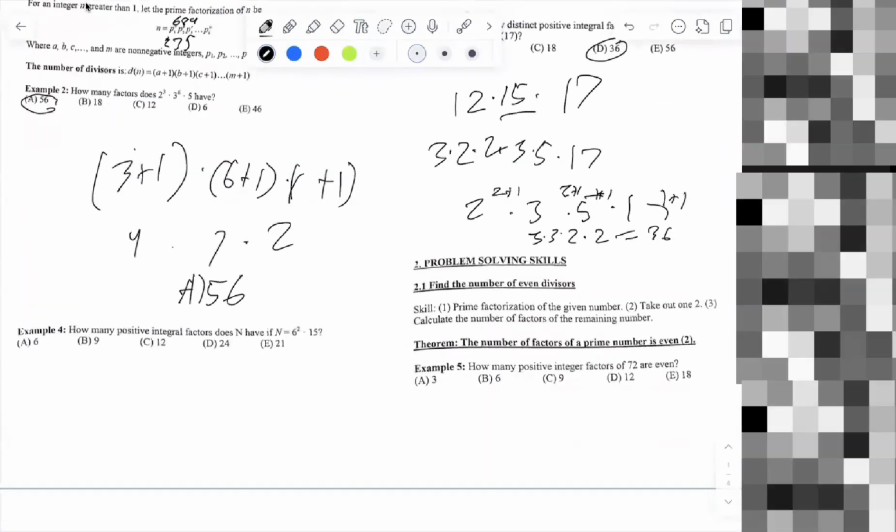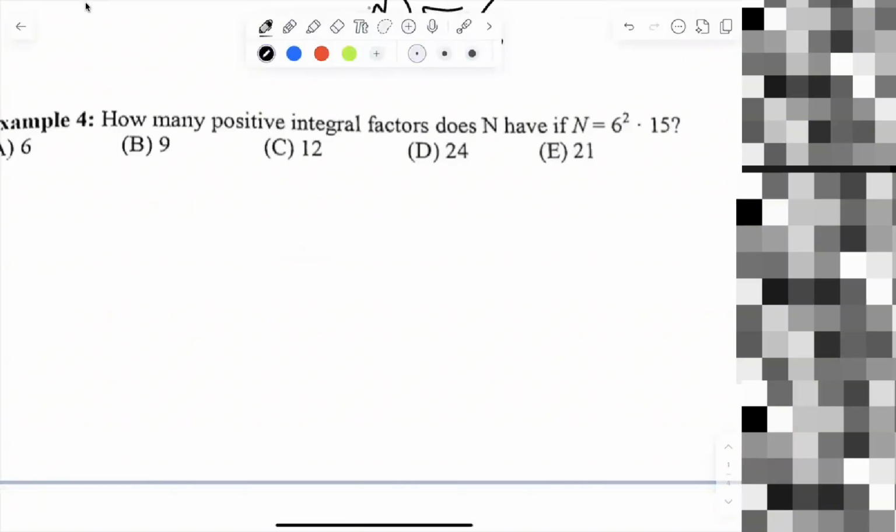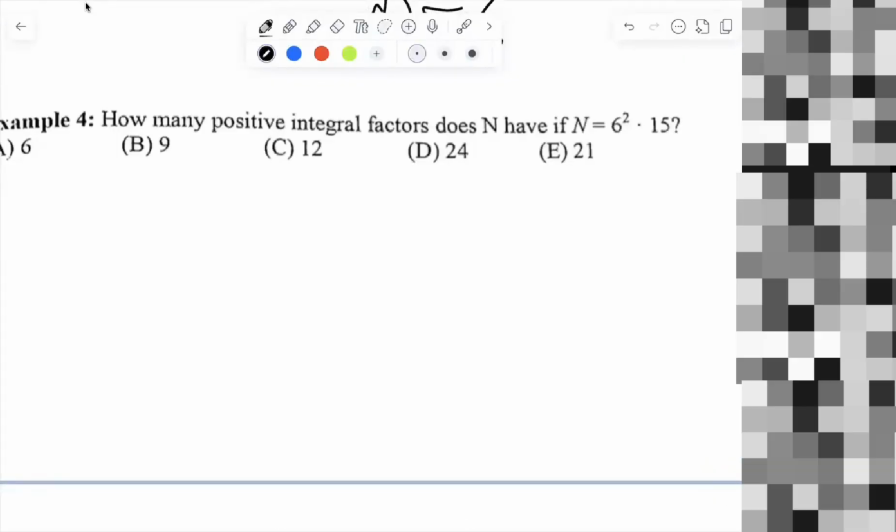All right. Now let's move on to example 4. How many integral factors does n have if n is equal to 6 squared times 15? I'll let you guys have a try on this question and tell me the answer through chat.